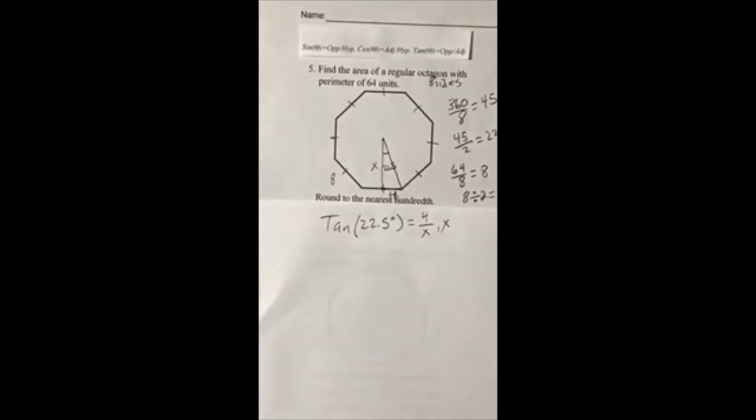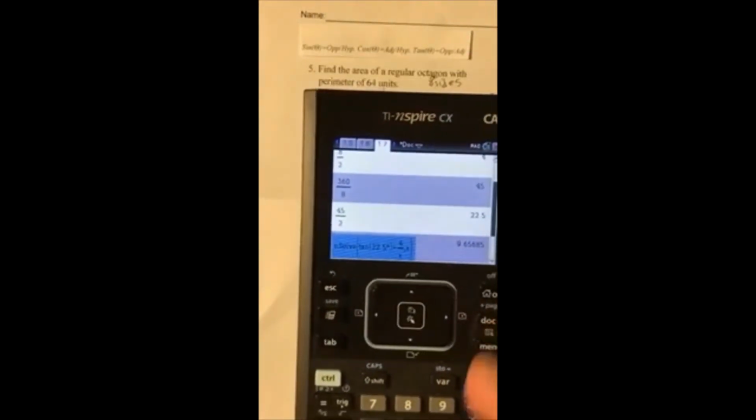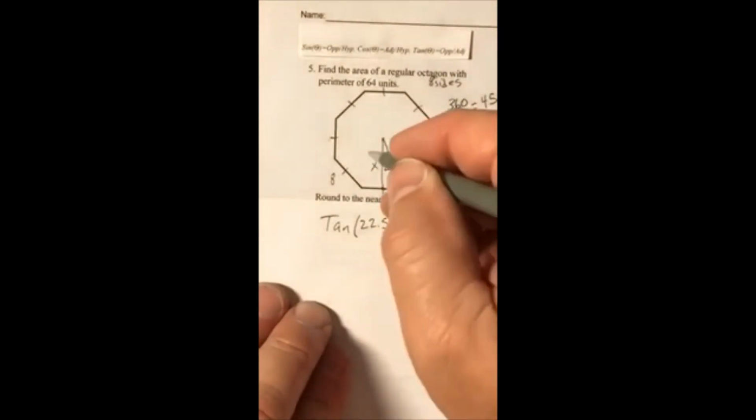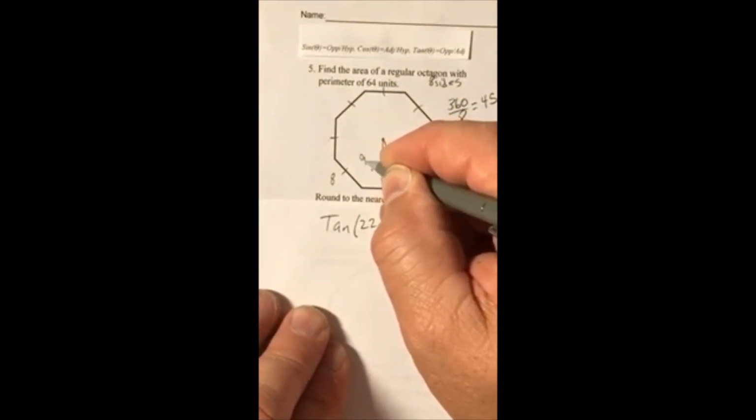What you should be getting in your calculator should look like this. Menu 3-1, don't forget that degree symbol. Your fraction is opposite over adjacent, so we're getting 9.7. If I round it, I will round here to save space.